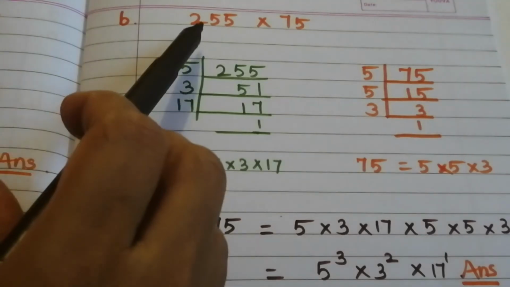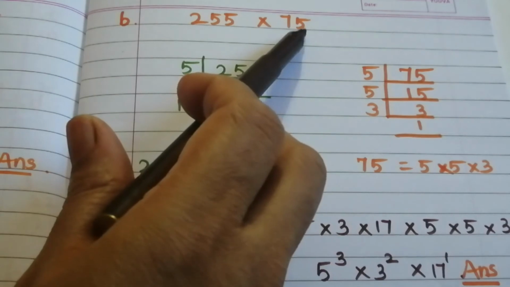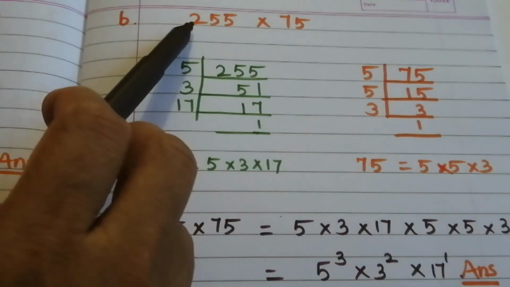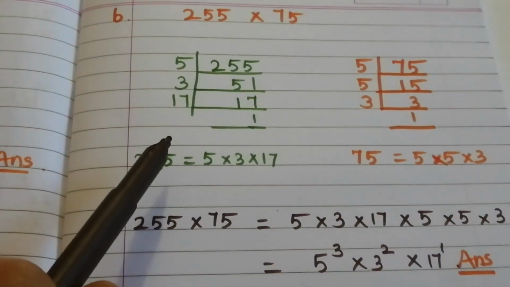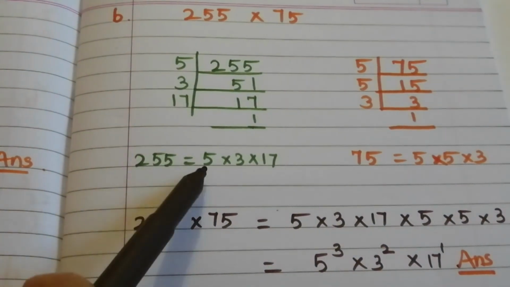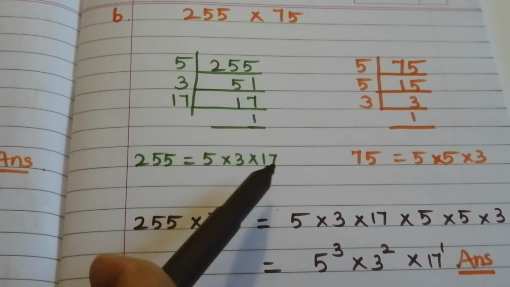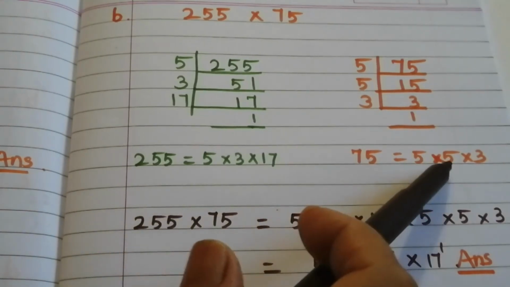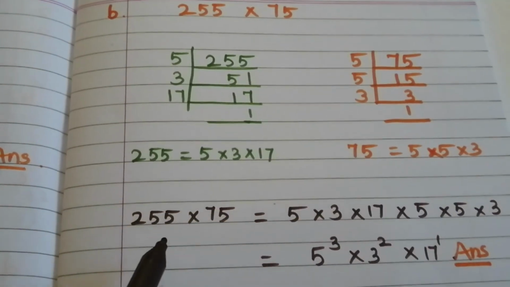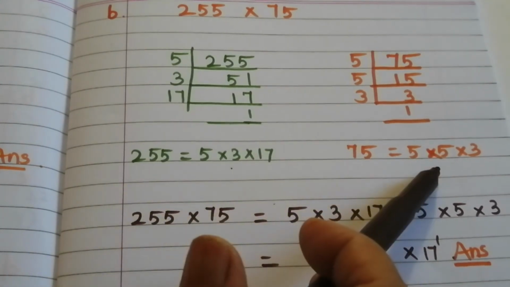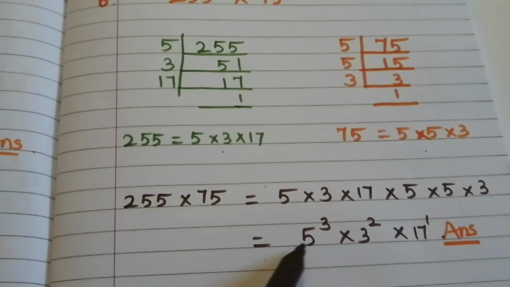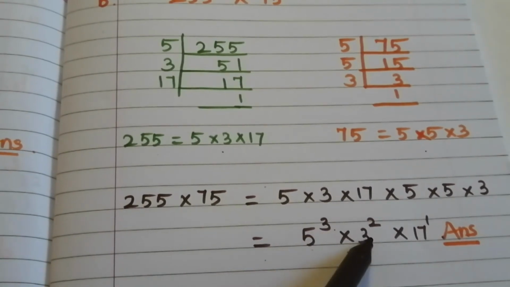And problem B, 255 into 75. So first you find the prime factors for 255, then 75. And the prime factors for 255 is equal to 5 into 3 into 17, and for 75 is equal to 5 into 5 into 3. So 255 into 75 is equal to, you have to multiply these two factors. So you get 5 power 3 into 3 square into 17 power 1.